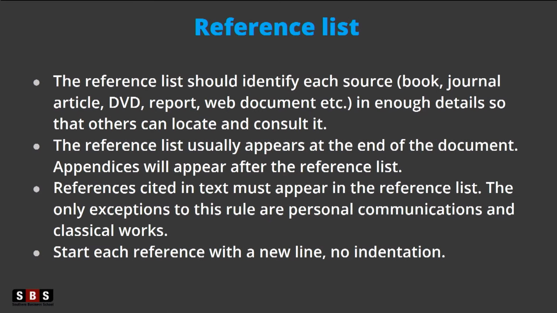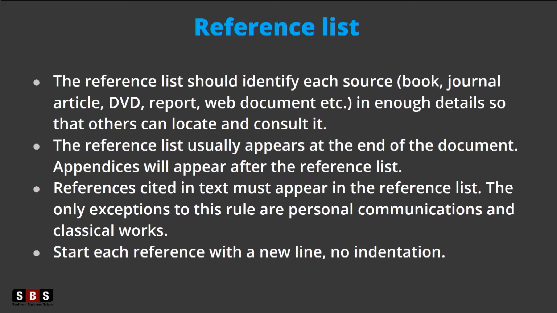Let's move to the second part of referencing, which is your reference list. What is the purpose of a reference list? It identifies your source. It doesn't matter what source you have used, and it provides enough details so that that source can be located again and consulted if necessary. We usually put our list of references at the end of our document. Take note that if you have an appendix, that will go after your list of references.